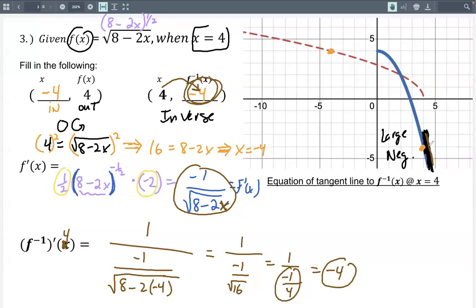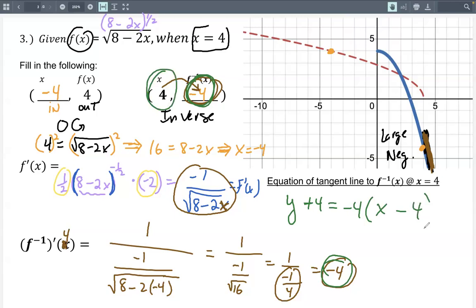And this totally could be and is a slope of negative 4 right here, because it is a large negative, down 4 units over 1, down 4 over 1. That is the slope right there. So it's perfect. And to put this one to bed, we can write the equation of the tangent line. It would be y minus the y coordinate of the inverse function, which is negative 4. So minus negative 4 is plus 4, equals the slope we just got, the derivative is negative 4, times x minus the x coordinate of the inverse function, which is 4.